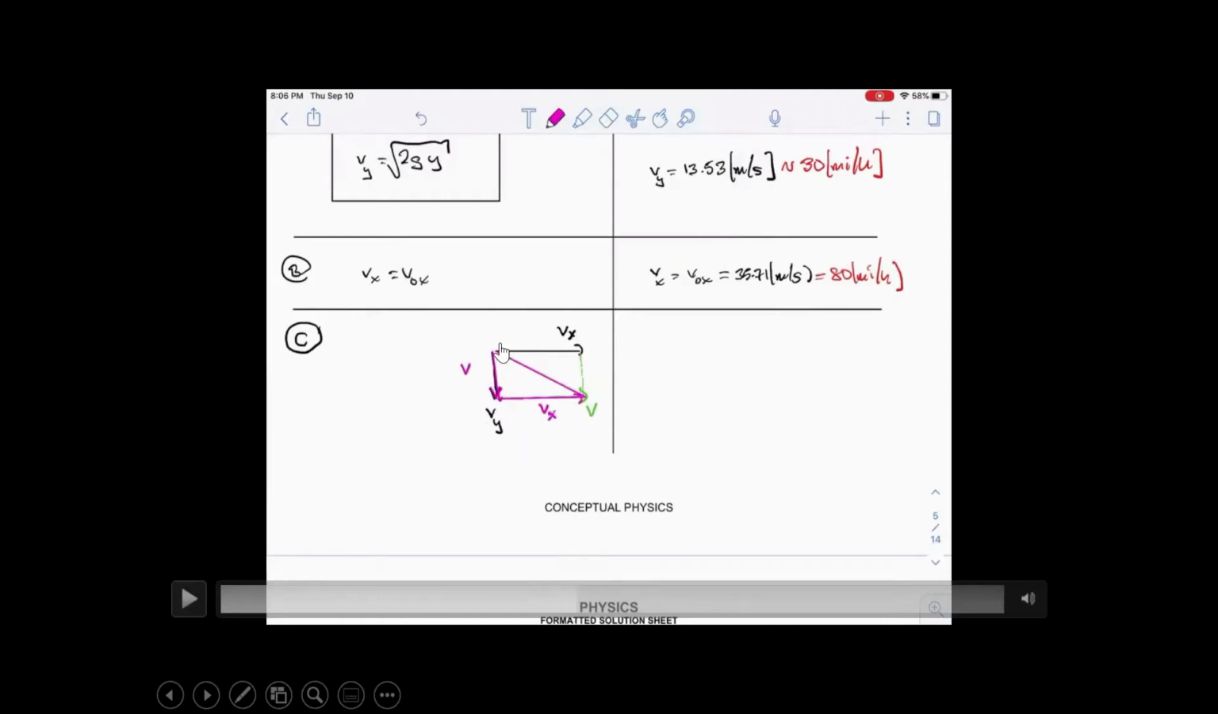Okay, so the velocity vector is along this direction. It's an arrow, guys. You can move it up and down as long as you don't change its magnitude and direction. This is free to move anywhere you want to put it. So this is the same as this. So I just move it down and I create myself a right angle triangle.